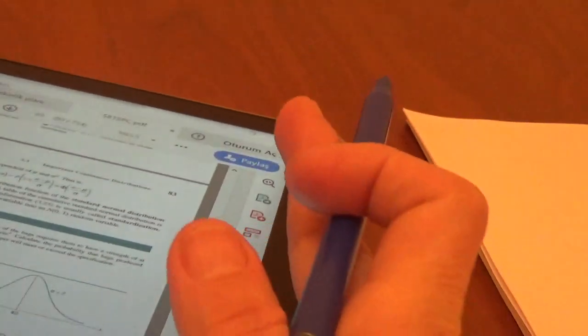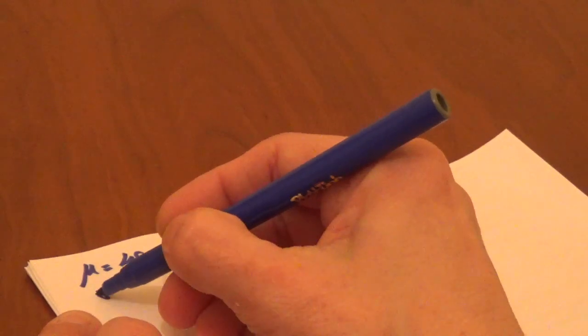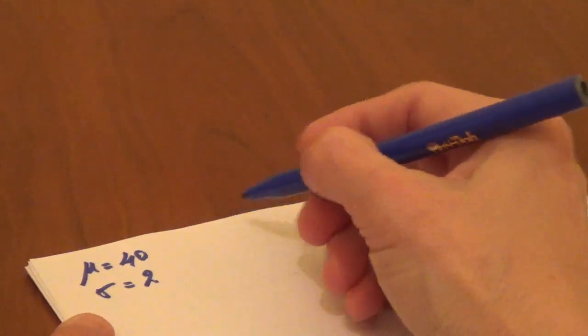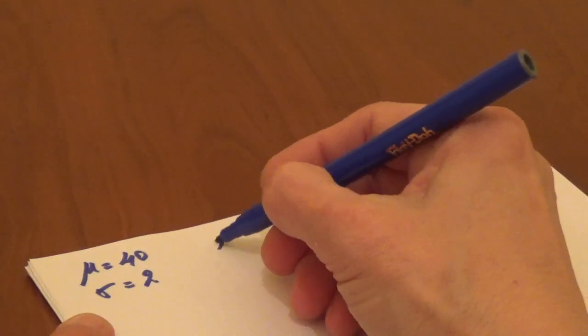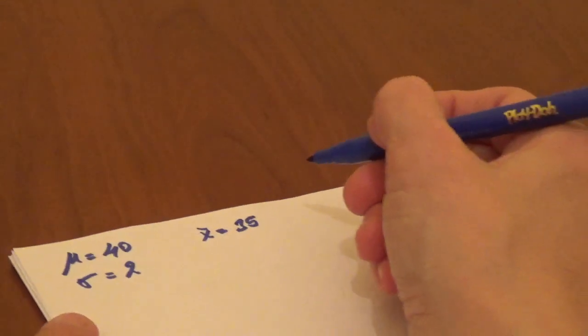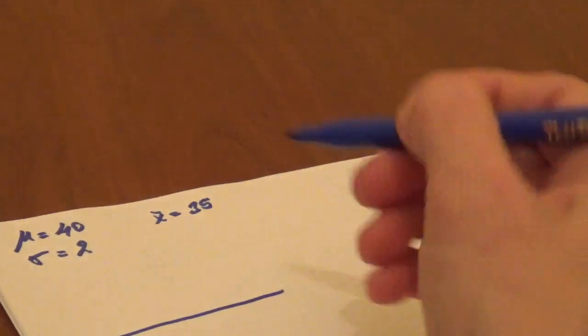Okay, let's write the values that we have in the question. Now it is said that our production, the population mu is equal to 40 and the standard deviation is equal to 2, and our customer wants at least 35 pounds per inch square. So please, when you're solving the problems, draw the curve.